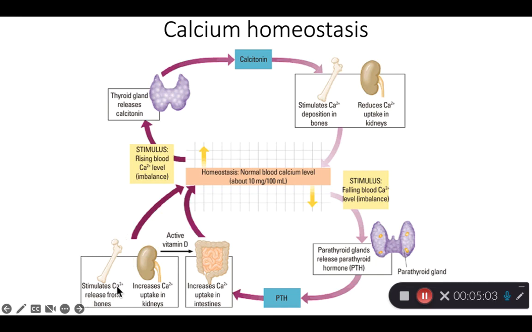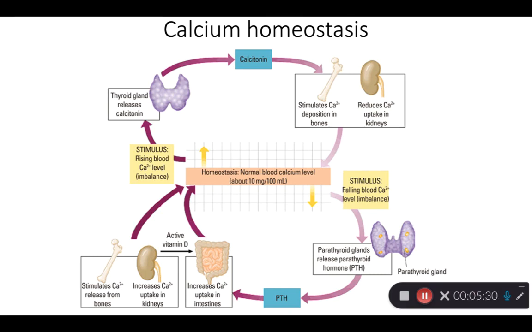It's going to stimulate the osteoclasts. All right. So that's one function. You stimulate the osteoclasts, they break down bone matrix and release calcium into your bloodstream. Second target is the kidneys. So it's going to cause the kidneys to increase calcium uptake, meaning keep calcium in the body. Don't put it in urine.